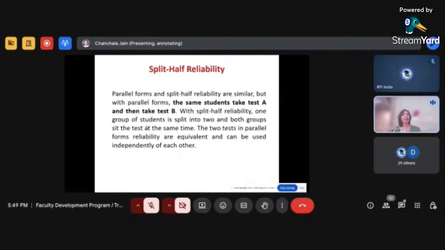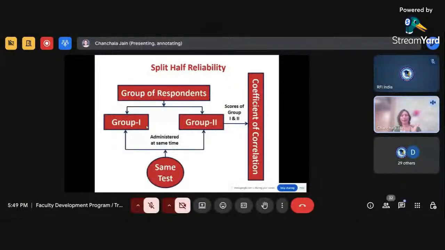Moving to the third one, that is split half reliability. In split half reliability, again, I'll take my diagram. Here you can see, in this case, I have kept the test at the bottom, and I'm reading the diagram from the bottom. I'm having a test, a questionnaire, a scale available with me, right?